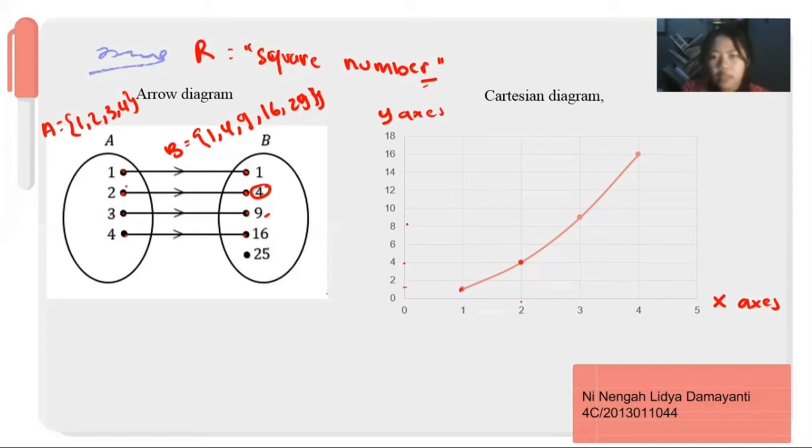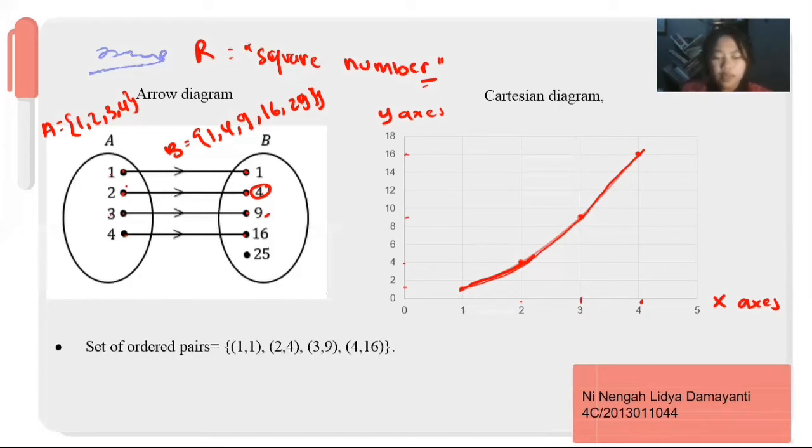And then we pair 9 with 3 because 9 is the square number of 3, and then we make a dot here. And then we pair 16 with 4 because 16 is the square number of 4, and then we make a dot here. Then we draw a line through all the points. So this is called a Cartesian diagram.